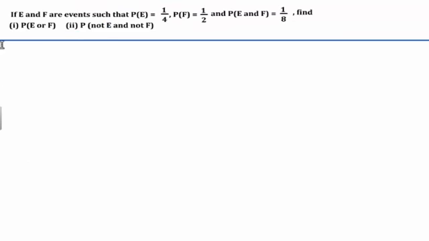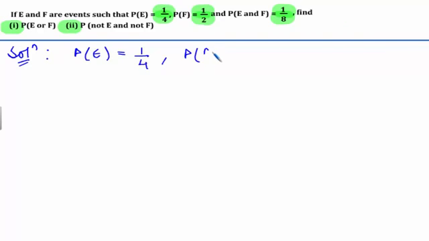In this question, we are given two events E and F such that probability of E is 1 upon 4, probability of F is 1 upon 2, and probability of E and F is 1 upon 8. We have to find the probability of E or F and the probability of not E and not F. Let's begin with the solution. And we are given that probability of E is 1 upon 4, probability of F is 1 upon 2, and probability of E and F is 1 upon 8.